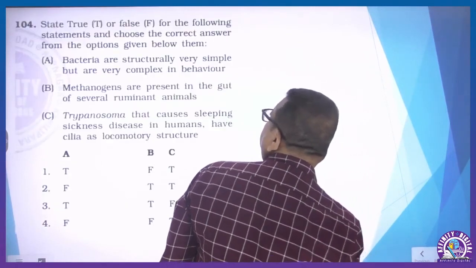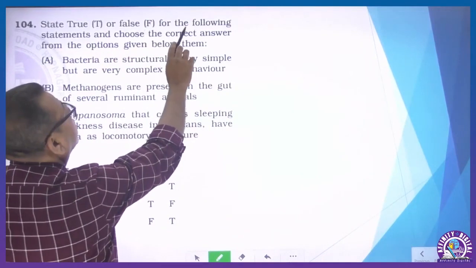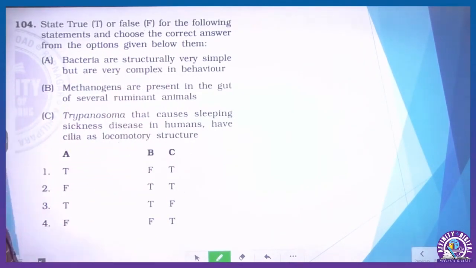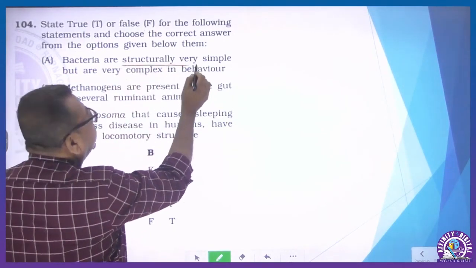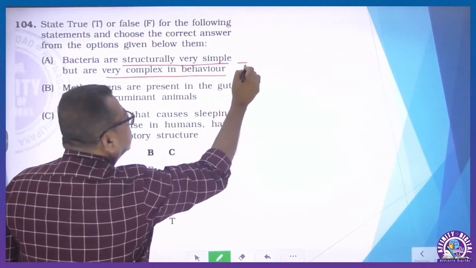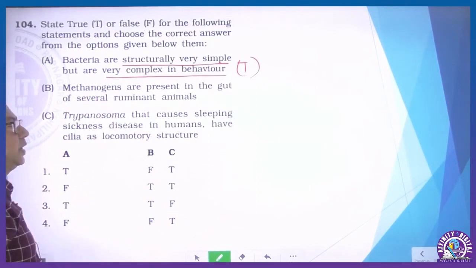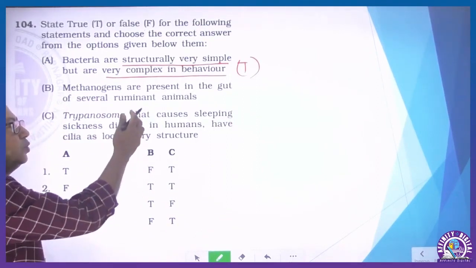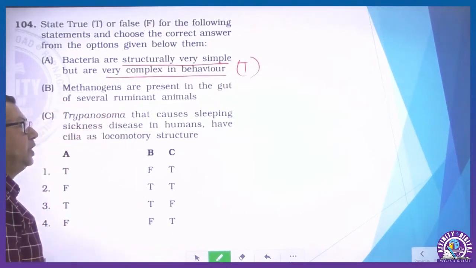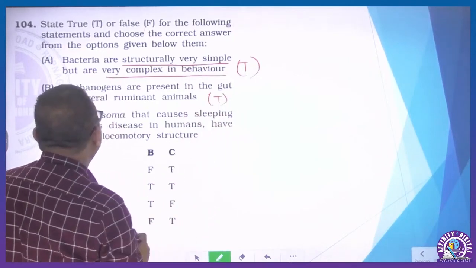Next question is: state true or false for the following statements and choose the correct answer from the options given below them. Bacteria are structurally very simple but are very complex in behavior. So this is true. Methanogens are present in the gut of several ruminant animals. Can you name some ruminant animals? Cows, buffaloes, goat, sheep, deer, giraffe, etc. So this is also true.